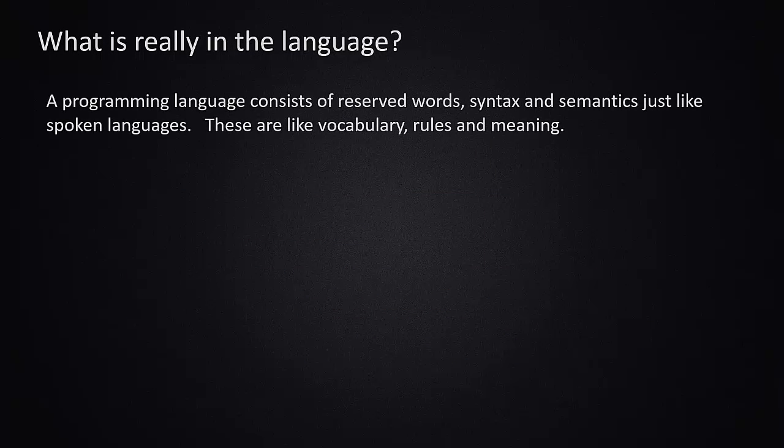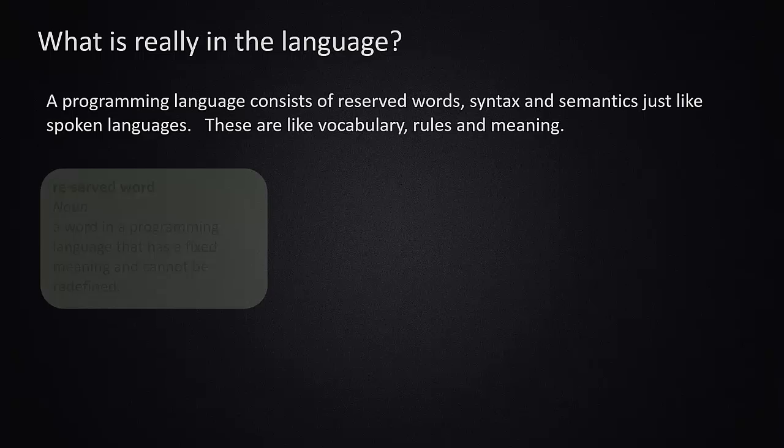When we talk about a computer language, what are we really talking about? Well, a programming language consists specifically of the reserved words, the syntax, and the semantics of a language. It's very similar to what we have for a spoken language. These are things like vocabulary, rules, and meaning.